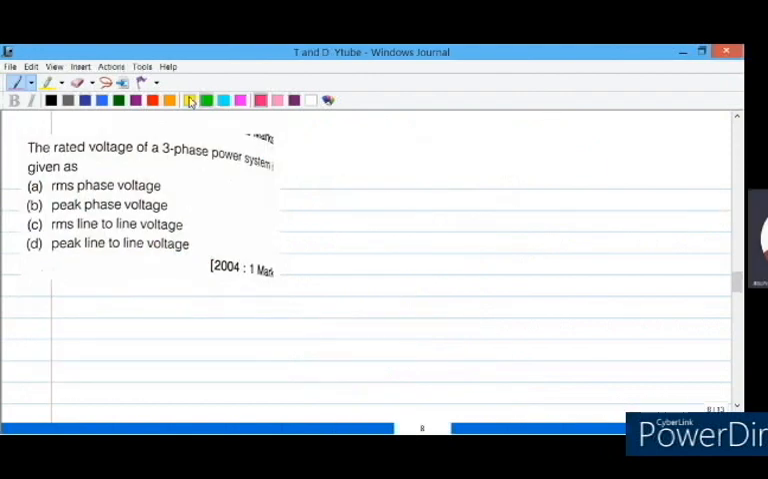Next problem. The rated voltage of a three-phase power system is given as. It is a direct question. So in three-phase, whatever value they give directly is actually the RMS line-to-line voltage. Even in single phase, which we know as 230 volt, it is actually an RMS value only. It is not the maximum or the average, it is the RMS value. So in three phase also it is the RMS, and they will give the line-to-line voltage, which is the standard representation.